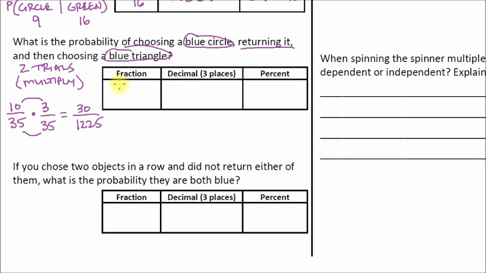And now our fraction here is 30 divided by 1,225. That's a pretty small decimal, 0.024, which ends up being 2.4%. Not very likely that that's going to happen.